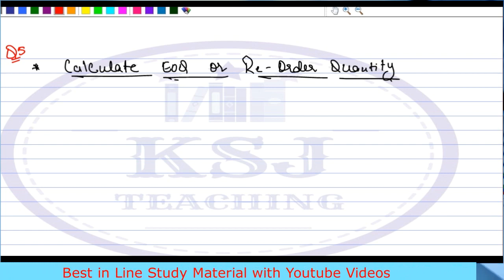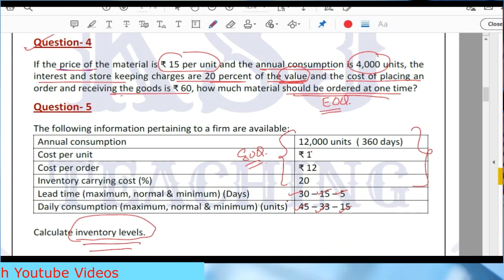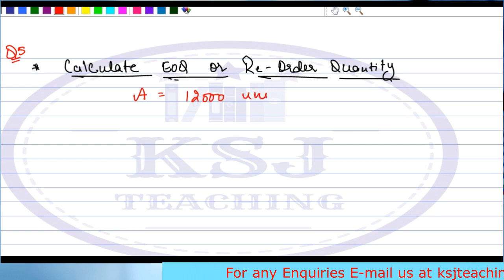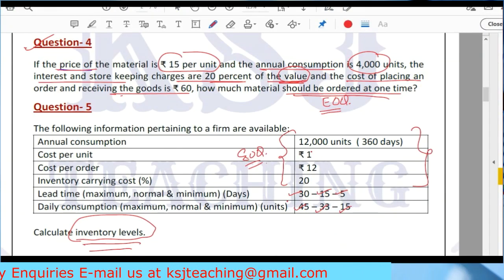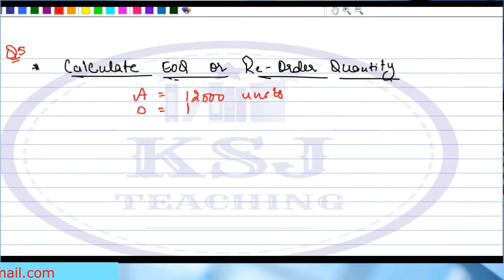How to calculate, sir? What is the annual requirement? Annual requirement is given to you. Sir, annual requirement is 12,000 units. Okay, sir, 12,000 units. What is ordering cost? Ordering cost is given to you, that is 12. That is cost per order. This is what is required, rupees 12.